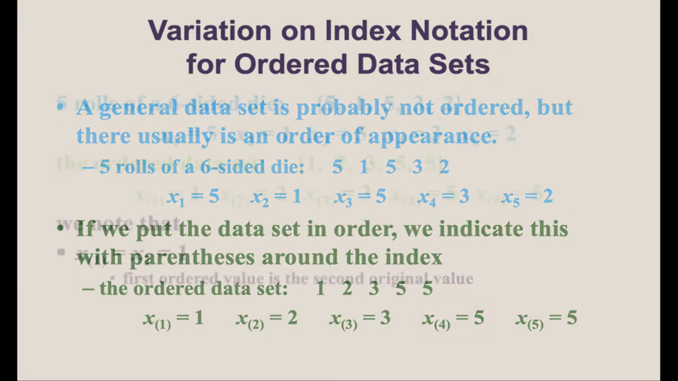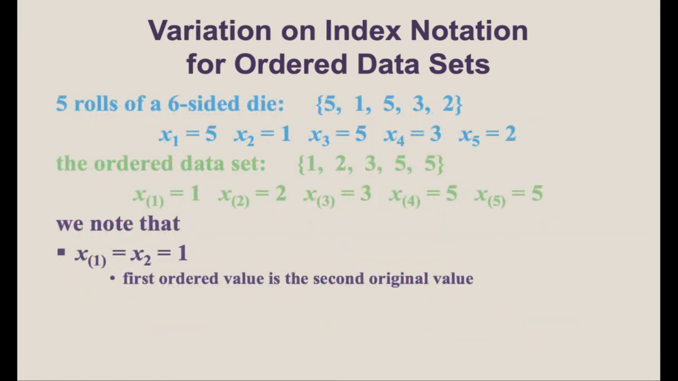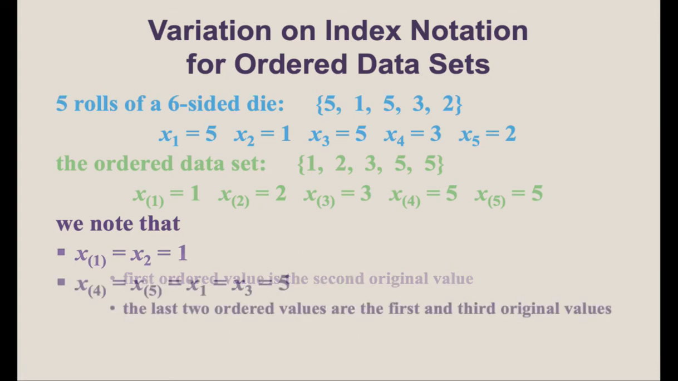To clarify, ordered x sub (1) equals unordered x sub 2, which is the value 1. And ordered x sub (4) and x sub (5) are the same as unordered x sub 1 and x sub 3, which are both the value 5. Thus, the last two ordered values are actually the first and third values in the original data set with the original unsorted order.